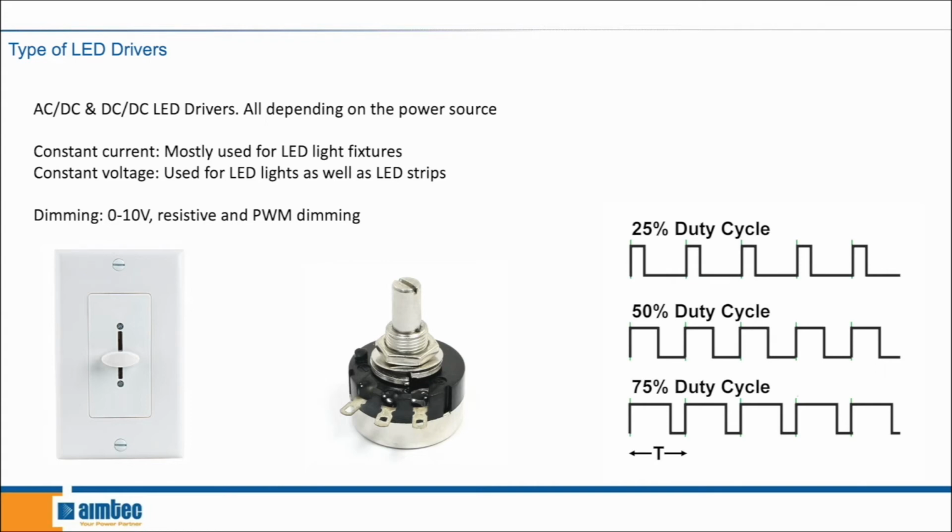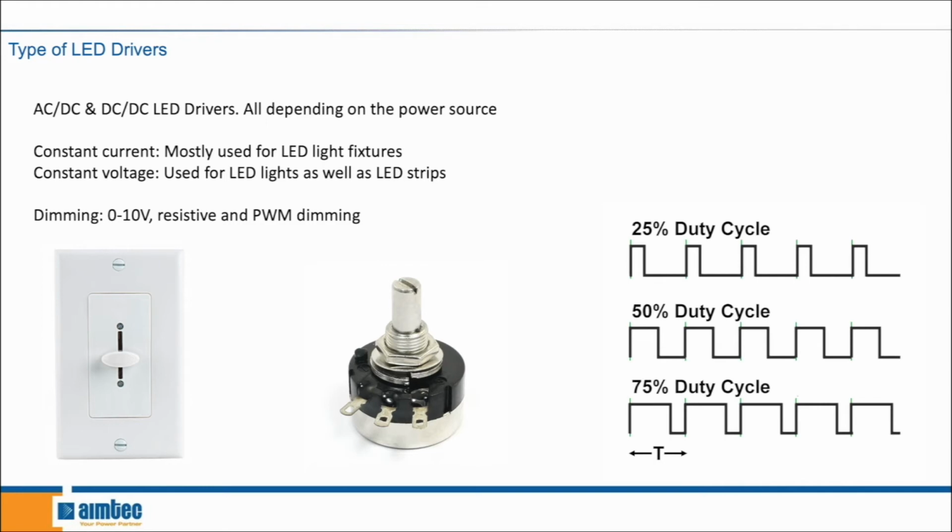Aimtec offers 3 types of dimming options. The first one is a 0 to 10 volt controller. This is a dimmer switch that is recognized by the LED driver, and this modulates the voltage. That would be the image on the left. As you raise the switch, it will increase the voltage, and as you lower the switch, it will decrease the voltage.